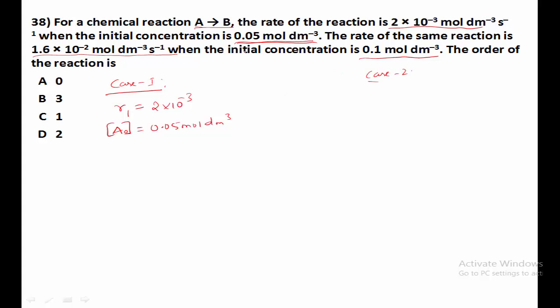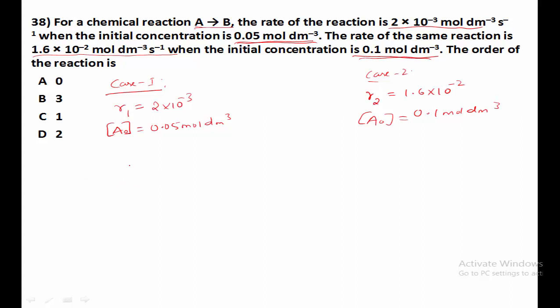where the rate of the same reaction is 1.6 into 10 raised to minus 2. That is R2 is equal to 1.6 into 10 raised to minus 2, when the initial concentration is 0.1 mole dm cube. Consider this one also as A naught, that is 0.1 mole dm cube. Now write the rate expression.